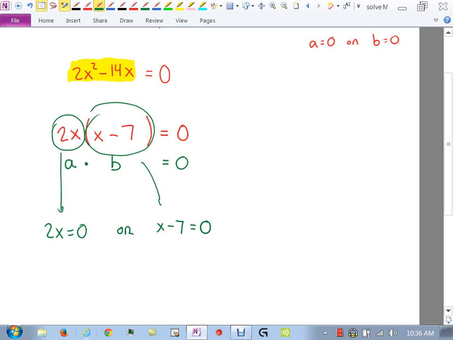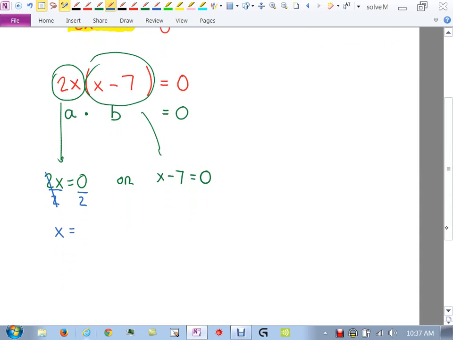Yes? Now, look at the first one, 2x equals 0. Let's not overcomplicate this. What is the operation between the 2 and the x here? Multiplication. You want x by itself. How do you undo multiplication? You divide. Divide both sides by 2, right? When you divide both sides by 2, on the left side, 2 divided by 2 is 1, so you get just x. What is 0 divided by 2? 0, right?